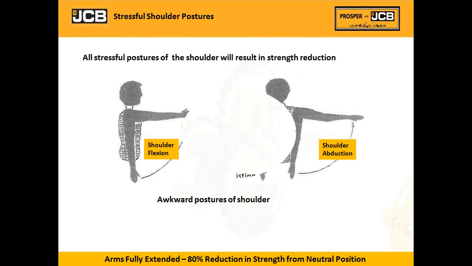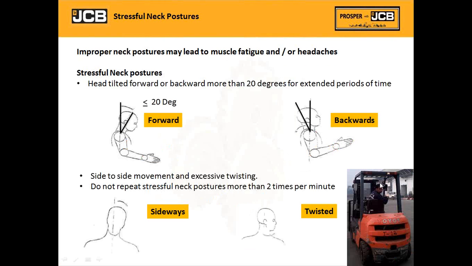Now look at these neck postures. Just see an example over here. A person is reversing. If a person has material on the fork, he has to reverse the forklift. When he has to reverse the forklift, he has to twist his neck. So if such a situation is there, then we have to see that his neck is under stress.